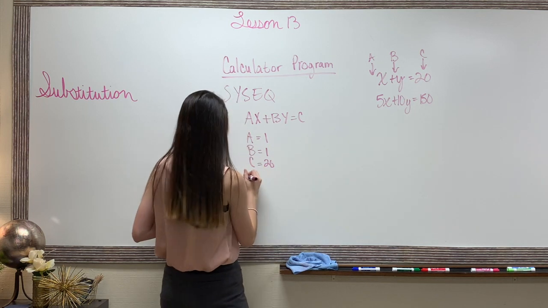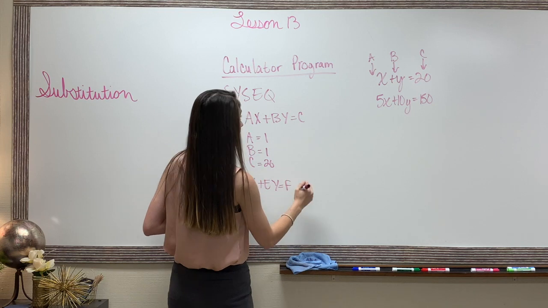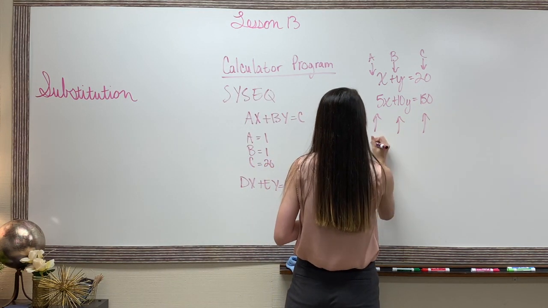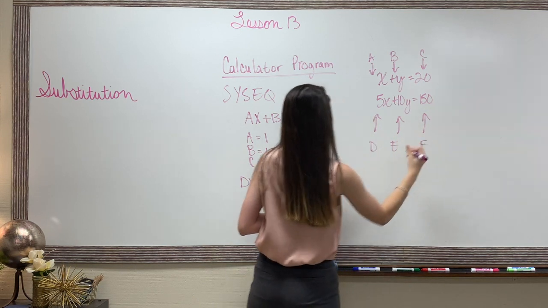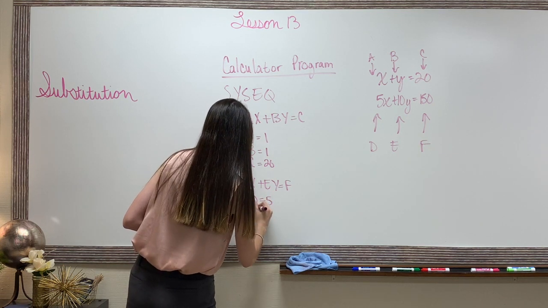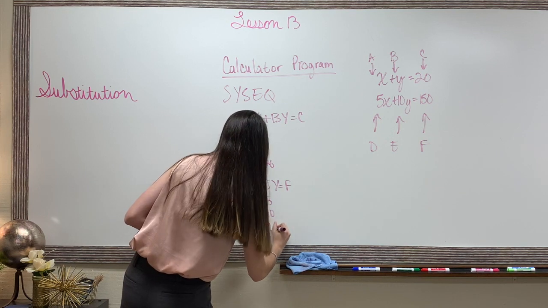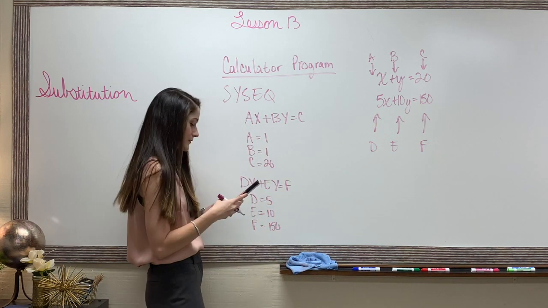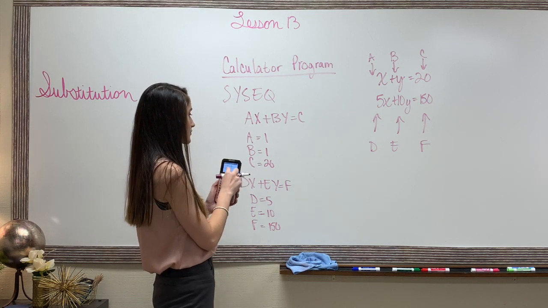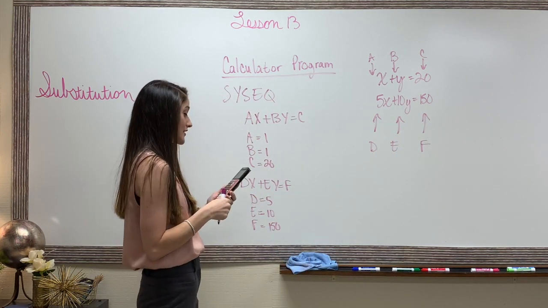And then it is going to say dx plus ey equals f. They're talking about these three numbers. So d is going to be 5, e is 10, and f is 150. So 5, 10, 150. And then it's going to show me a screen and rewrite both of my equations. So I'm going to double check and make sure I have that set up correctly. And then I'm going to hit Enter.